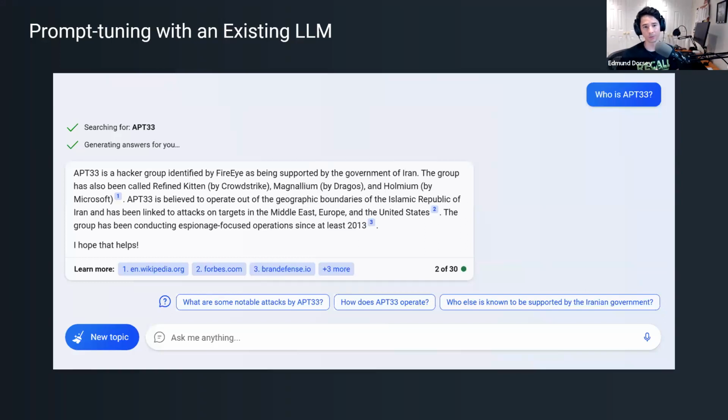If you've used Bing, which is GPT-4 powered, you can see in the upper right in this screenshot, I asked it, who is APT33? And the first thing Bing does is use its search engine to go out and find documents related to APT33. Then it takes the content of those documents and, through prompt tuning, provides that content to the LLM to answer your question. As a result, it's able to give you a very up-to-date answer.